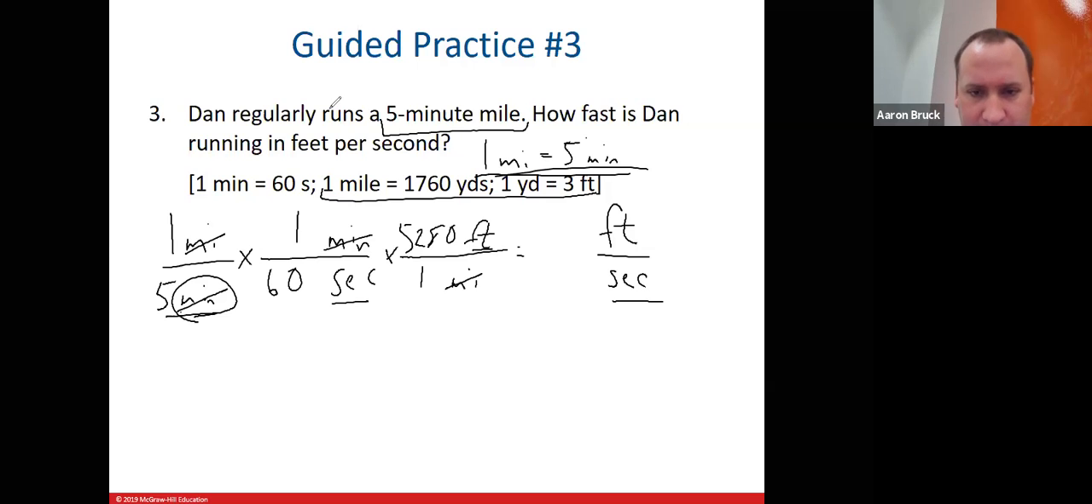Now we calculate. 1 times 1 times 5,280 divided by 5 divided by 60 gives, on the calculator, 17.6 as your measurement. Unfortunately, with how this has been measured, 5 minutes with one significant figure, I'm going to have to round this. It would be 20 feet per second.